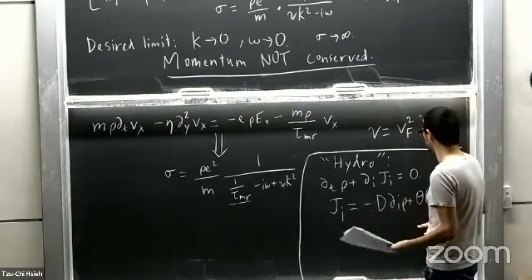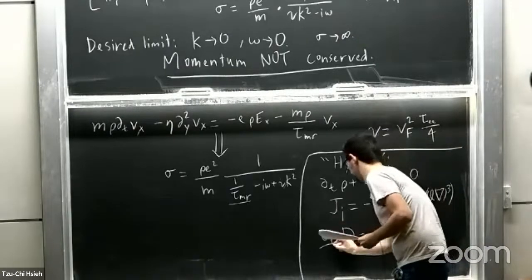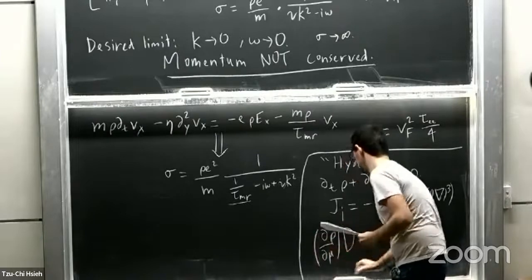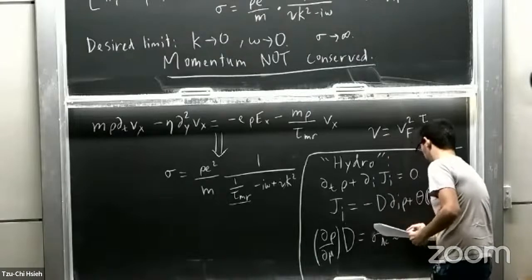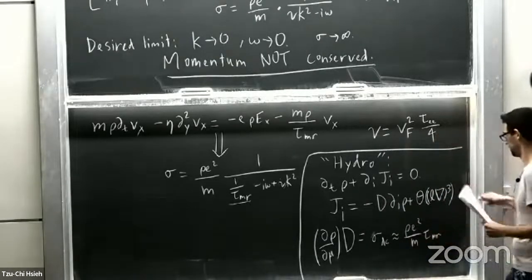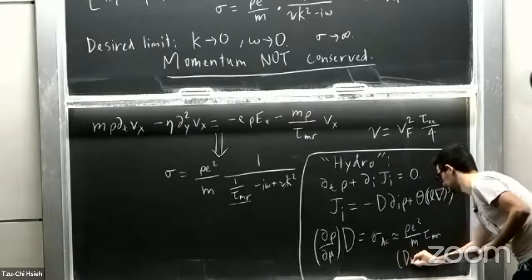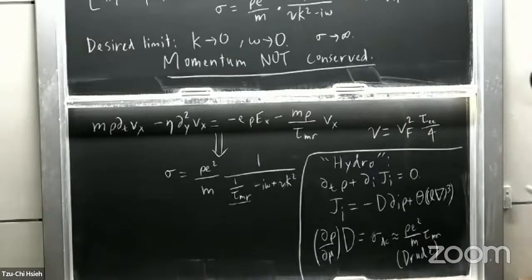This diffusion constant D, by the way, when multiplied by some thermodynamic prefactor, is equal to the DC conductivity, which in our model from before was given by this formula. In solid state physics, this is known as the Drude formula. Any questions before I continue?